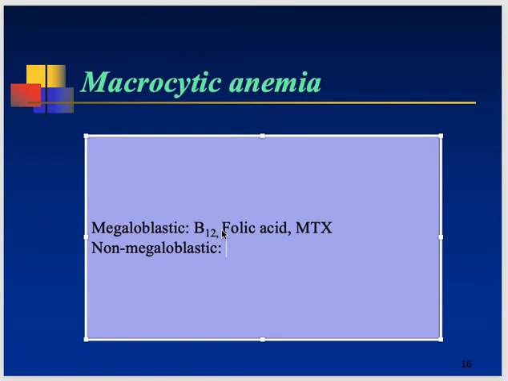And whenever there is non-megaloblastic macrocytic anemia, remember liver diseases as well as alcoholism. These are people who drink too much alcohol. They get macrocytic anemia, non-megaloblastic type, where we don't see hypersegmented nuclei in their neutrophils. But in megaloblastic anemia, we see the hypersegmented nuclei in their cells. So this is how we classify.